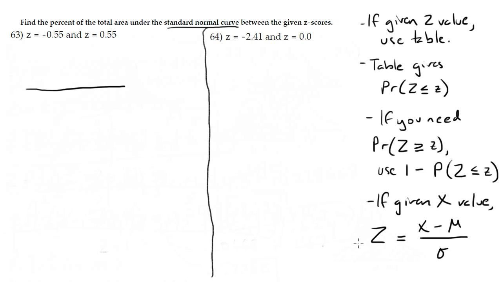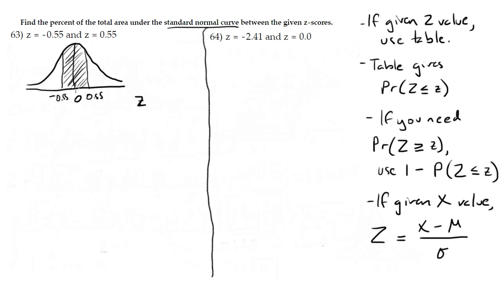So we're given z-scores, so we don't have to use z equals x minus the mean divided by the standard deviation here. But here's my z-values. My mean here is 0. So I want the probability, the percent of the total area under the standard normal curve between these two z-values. We'll use the table for this again.